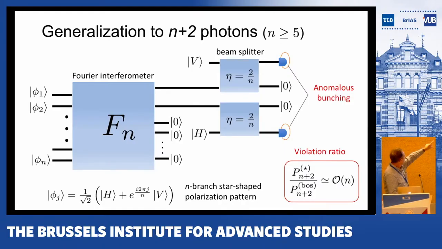First of all, instead of a 5-mode interferometer, we can take an N-mode interferometer, and just everything is almost the same. And what's interesting is that in that case, I should also say that the input polarization pattern should become this time an N-branch, what we call a star-shaped pattern. Okay, so this Bloch sphere that you have seen before, instead of 5 states along the equator, we will have N states along the equator, still the north and south pole. And now we see that the violation ratio scales as N. So we can actually get a very large violation.